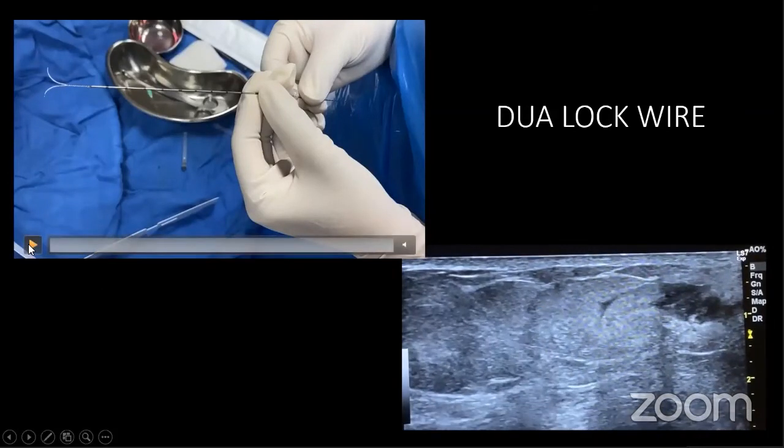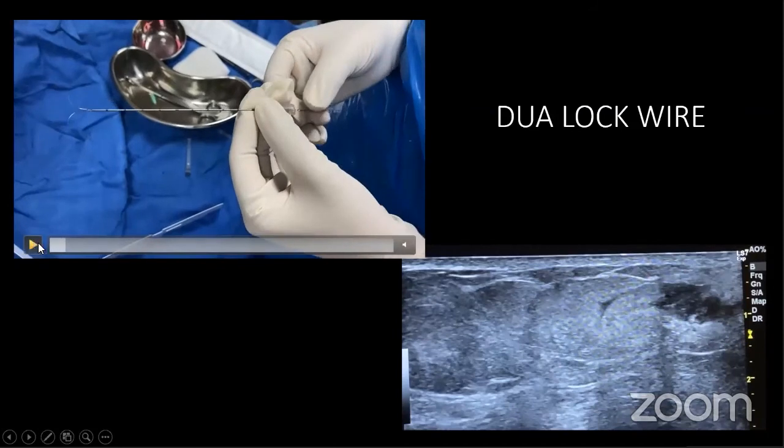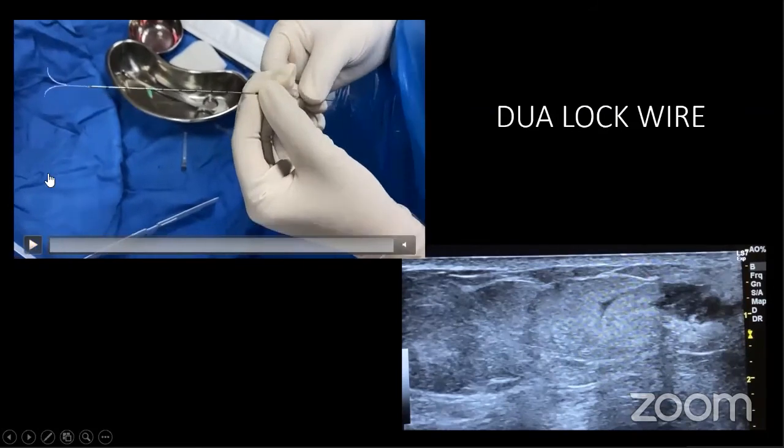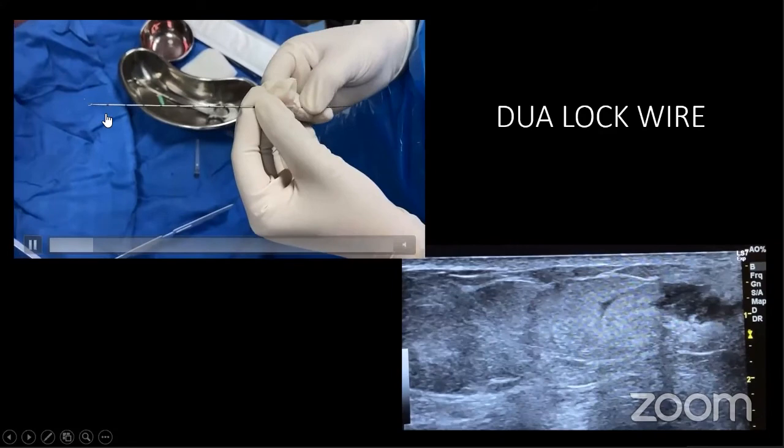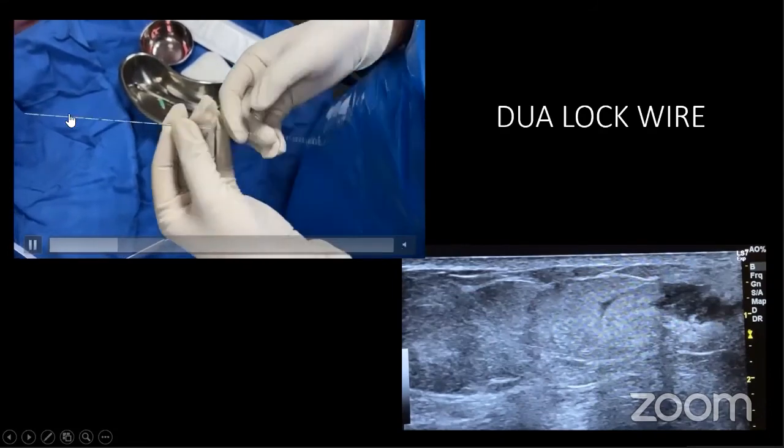To use the hardware, this wire comes like this in the packet. It has two prongs. Slightly the wire is out of this needle, the cannula, the shaft, and then when we open, we have to pull it inside. So it is pulled inside, the two prongs, to load it. So now it is loaded.